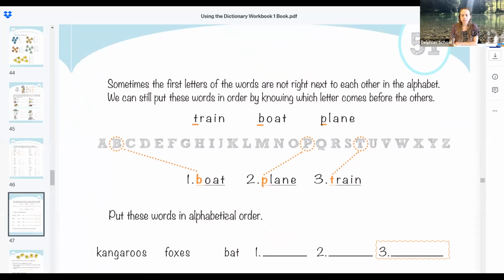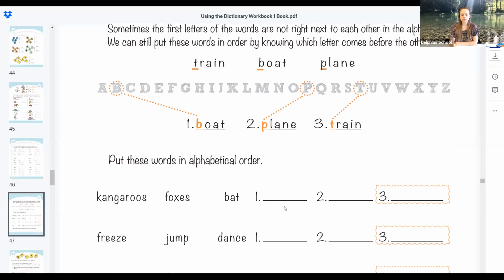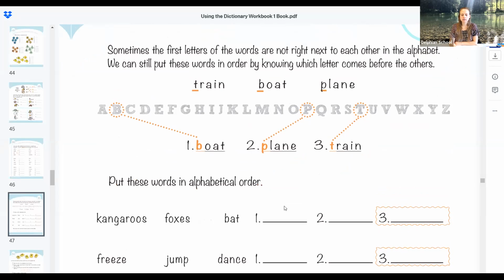Is it gonna be bat, kangaroos, or foxes? Good, it's gonna be bat, that's right. Okay, and then what are we gonna do next? Foxes, that's right. And then we're gonna do K to finish it off. Awesome. Okay, good. Let's do this one really fast.